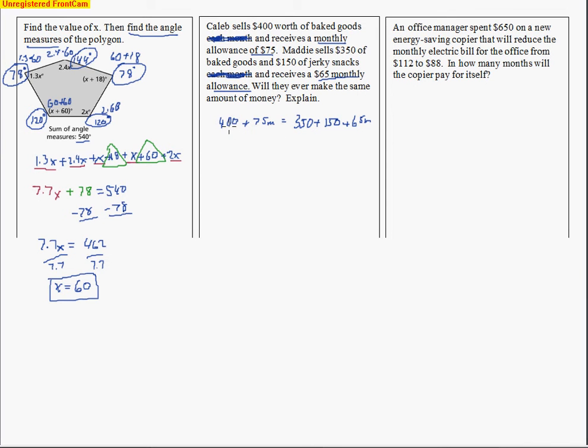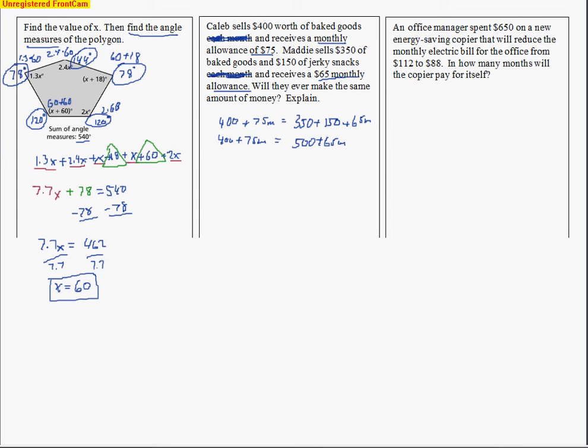So $400 was just an extra amount this person already had, and then $75 per month. $350 and the $150 was an extra amount that they already had, plus the $65 per month. And so we want to find out, will they make the same? Well, let's go ahead and combine some terms here. So this gives me $500 plus 65M, and then this equals still the 400 plus 75M.